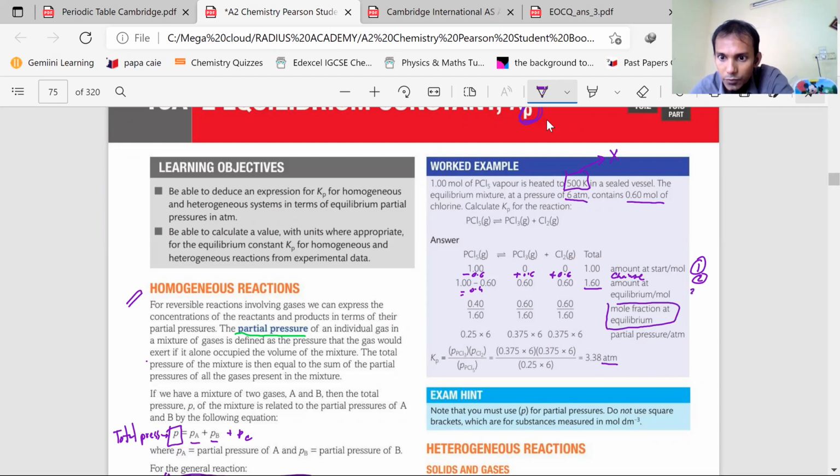So after number 3, the amount at equilibrium, we need to find the mole fraction. Then last, the partial pressure. How will we find it? Since we know the mole fraction, we just multiply with the total pressure 6. So 0.4 divided by 1.6 is 0.25, which times 6, and likewise for the others. Do you understand? Total pressure, mole fraction we are finding. Partial pressure we are finding by multiplying the mole fraction with total pressure. Okay? We have found the partial pressure.